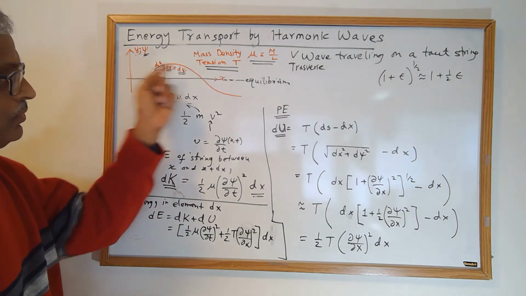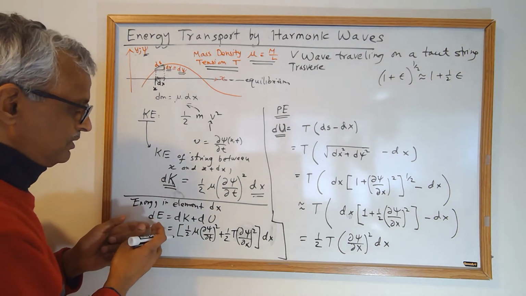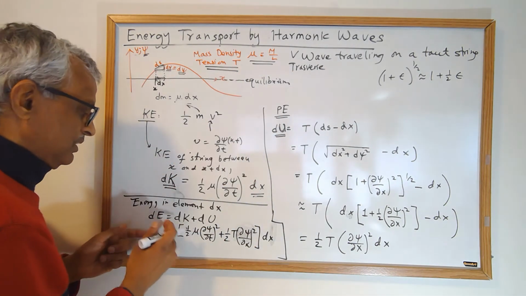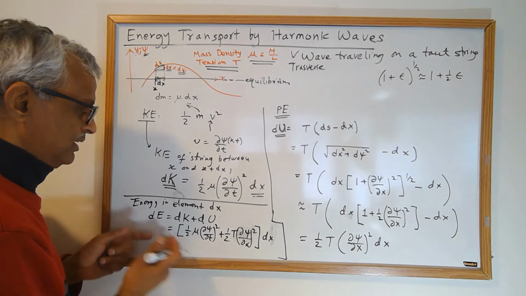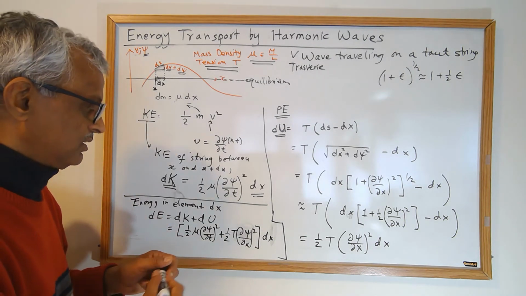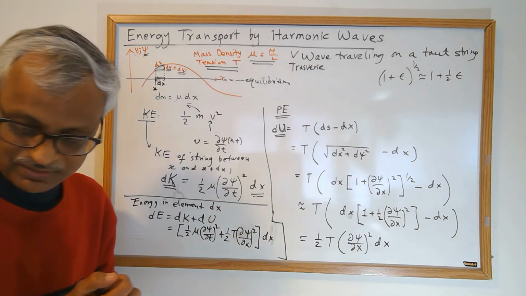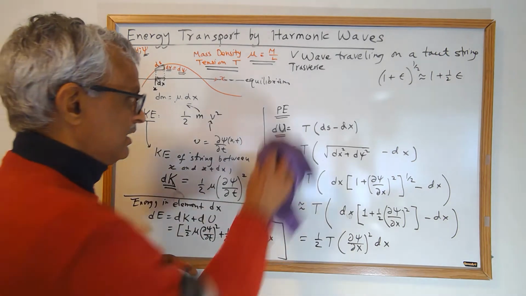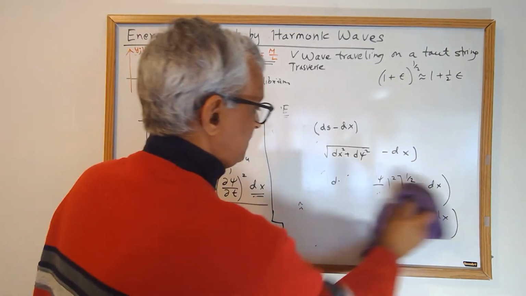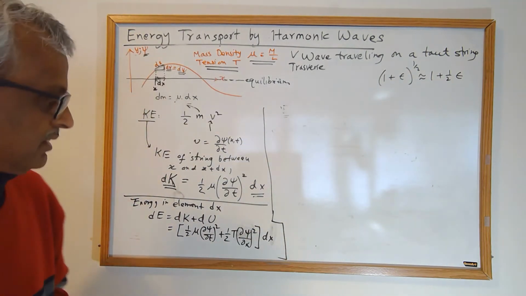How much energy is in the whole string? If the string is very long, I have to sum this up for every one of them. So I need to integrate it to get the total energy, right? And it turns out if this string is infinitely long, there's going to be infinite energy. But if this is finite, it's going to be finite energy.